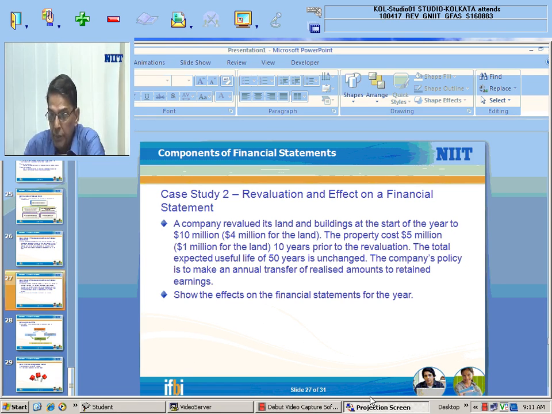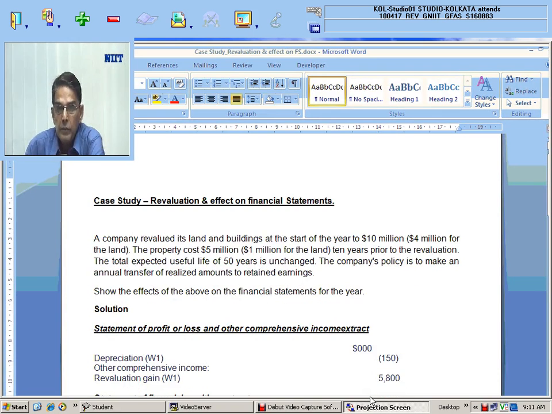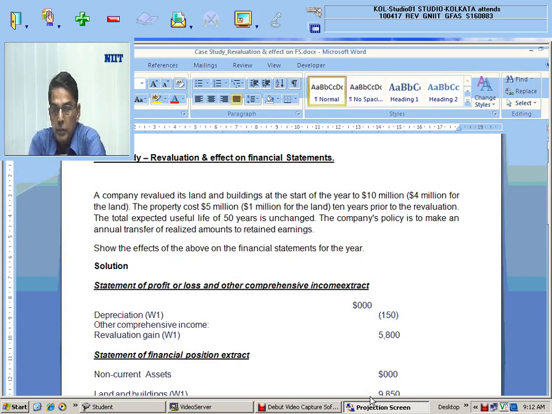The solution will be on your screen. So depreciation will be 150,000. Revaluation gain is 5.8 million: 10 million minus 4.2, 5.8 million. So in the statement of financial position, land and building will be shown at 10 million minus depreciation for the year, 9,850. The carrying value of the property is 10 million, it is depreciated. The annual depreciation will be 150,000. So the carrying value of land and building will be shown in the balance sheet at 9,850 after depreciation for that year.